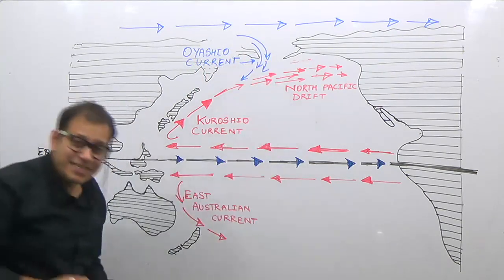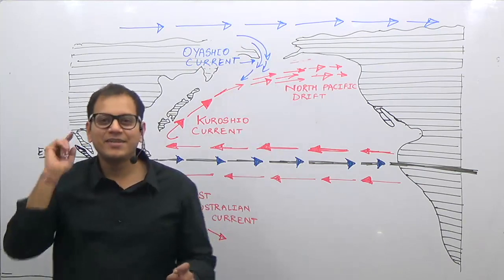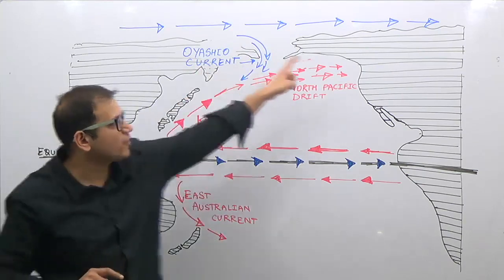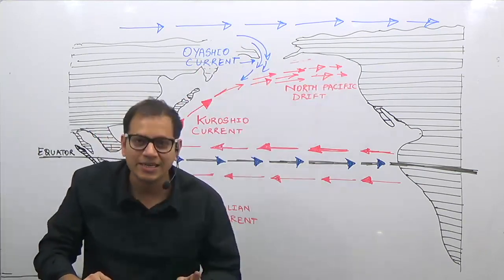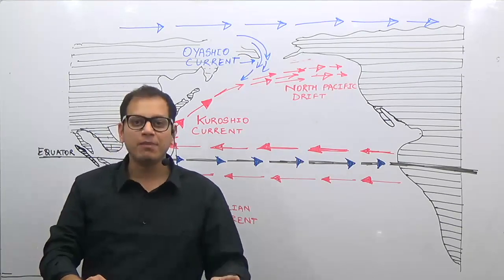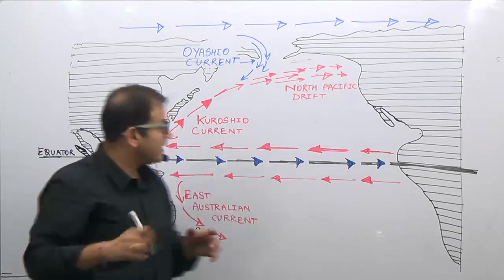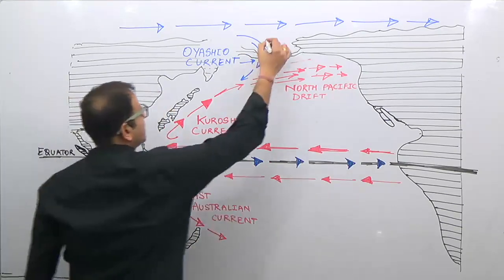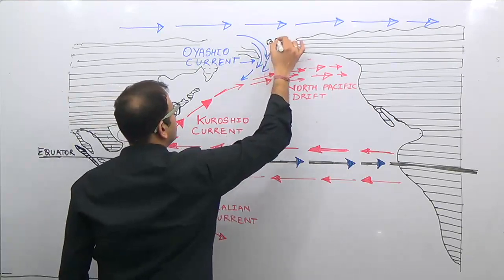Through which strait does it enter? It enters through a strait which separates Asia from America. It enters through a strait through which the international date line passes. What is the name of that strait? It enters through the Bering Strait region.